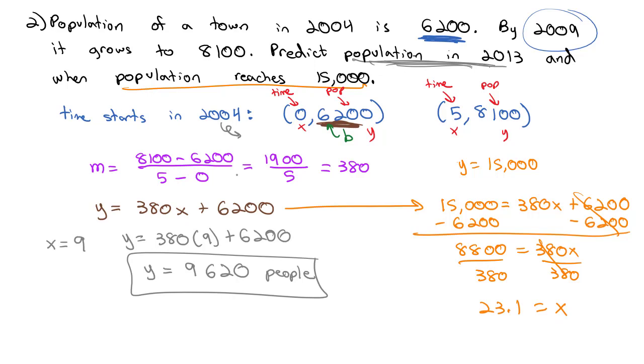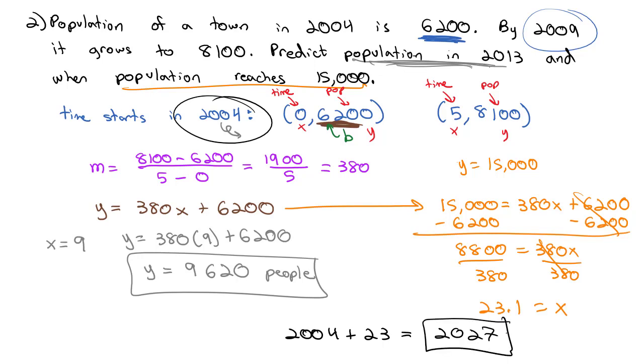But we need to be careful here because 23.1 represents the number of years that have passed since time began. Time began, we said, in 2004. So actually, to figure out the year, we're going to take 2004 and add the 23 to get 2027. During the year 2027, the population of this town will pass 15,000.